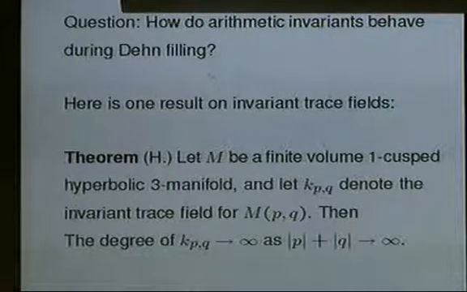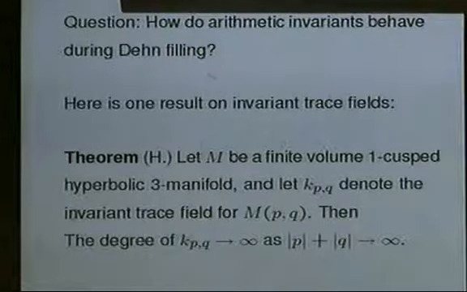then what we can say is that the degree of this trace field goes to infinity as the surgery coefficients go to infinity. So somehow the field is getting more and more complicated, the degree is getting bigger and bigger as you do these high-order Dehn fillings. Now, the proof of this is not too difficult, and I don't really have time to go into it, but I could explain it to you if you're interested.